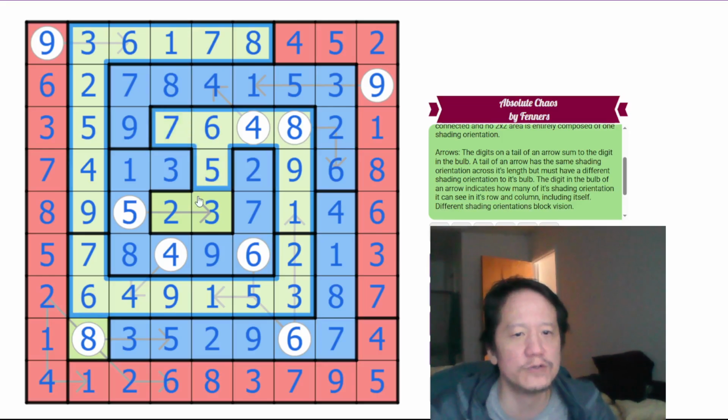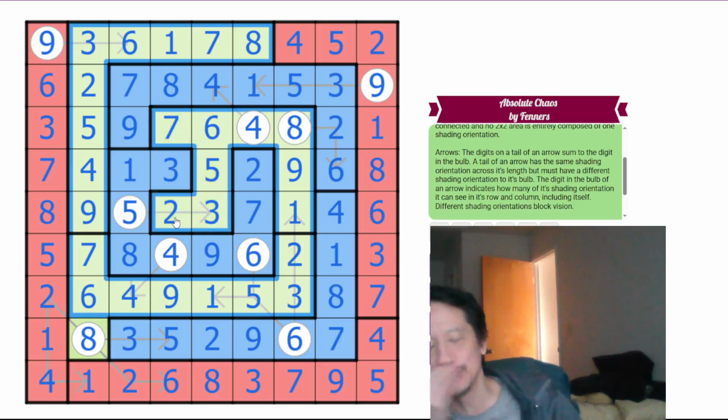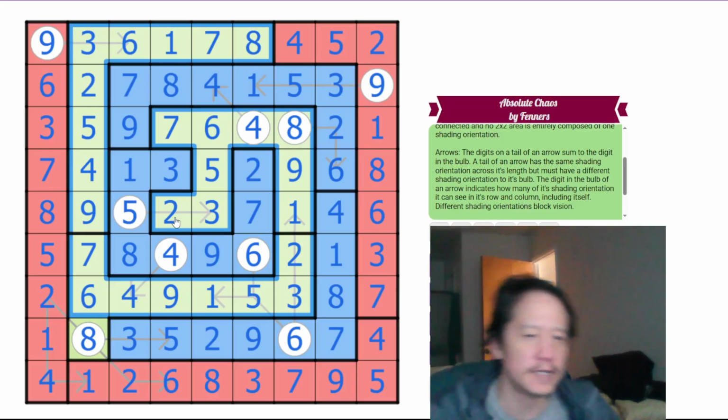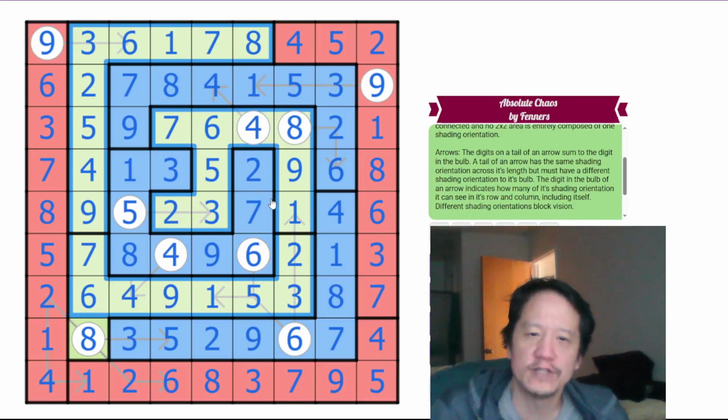Chaos construction rules do tend to take a while, and it's not for the faint of heart, I would say.